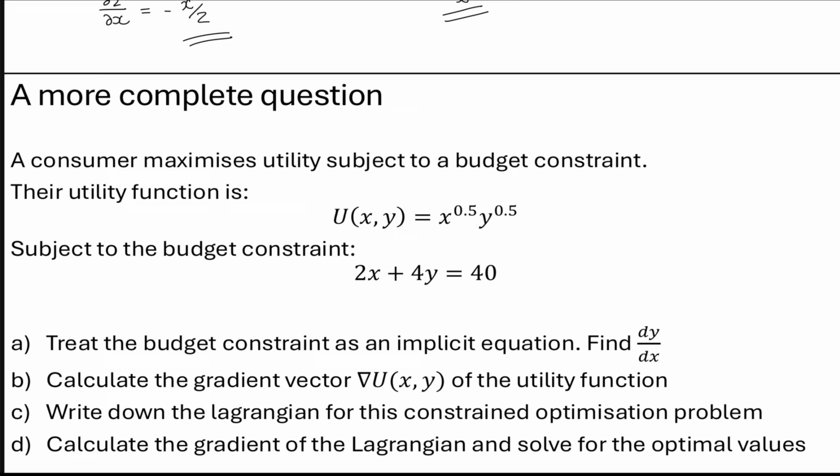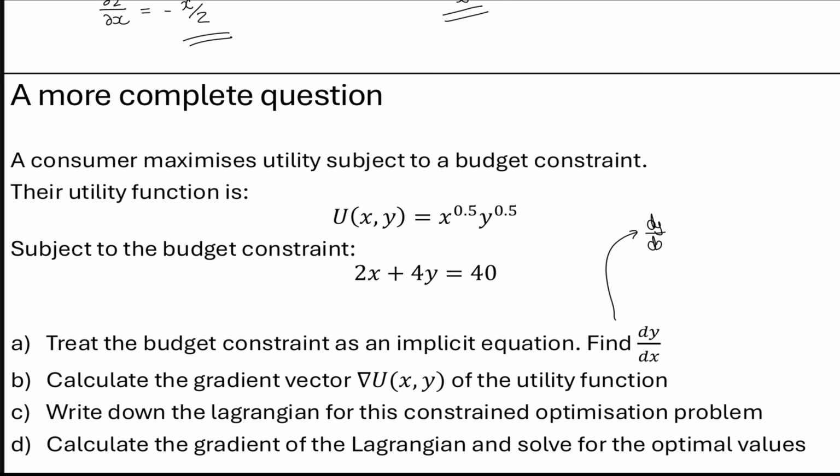a consumer maximizes utility subject to a budget constraint. Their utility function, which is a function of x and y, is equal to x to the power of 0.5 and y to the power of 0.5. So we have a Cobb-Douglas function subject to the budget constraint 2x plus 4y is equal to 40. So we just have a linear budget constraint. If we treat the budget constraint as an implicit equation, find dy by dx.